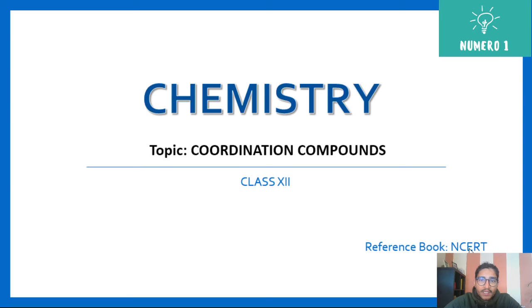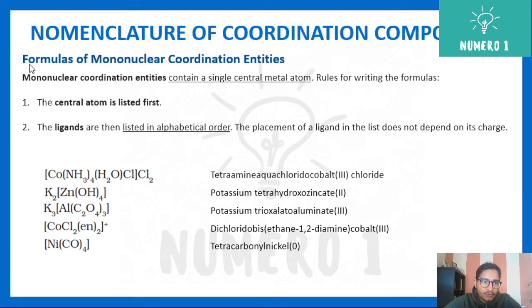Hello everyone. In this session, we will look into the formulas of coordinate compounds, how they are written, and also how we name them. There is a set of rules, so let's follow those rules. First, formulas of mononuclear coordinate entities. Mononuclear means we will have only one central atom.